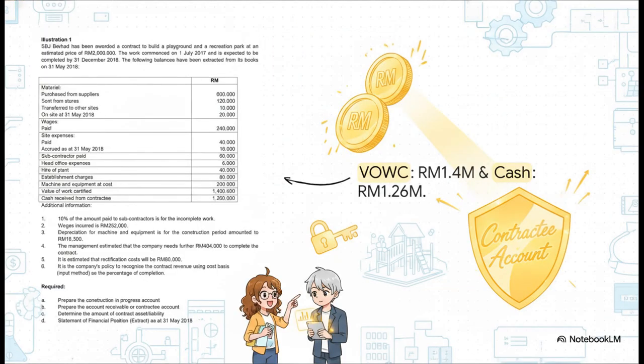When you look at the extract of their balances, yeah, there's a lot of data. But let's zero in on the key numbers for our contractee account. Down near the bottom, you'll spot the value of work certified is 1.4 million ringgit. And right below that, the actual cash received from the contractee is 1.26 million ringgit. Those are our 2 golden numbers, guys.